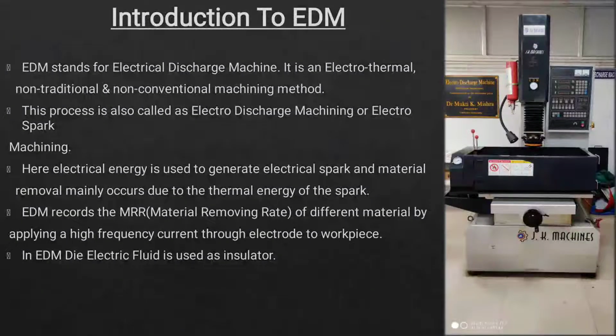Now the process is also called electro discharge machining or electro spark machining. I will explain this in the next slide. Here electrical energy is used to generate an electrical spark, and material removal mainly occurs due to the thermal energy of the spark. Now the main point of EDM is that it records the MRR, that is material removal rate, of different materials by applying a high frequency through the electrode to the workpiece. In EDM a dielectric fluid is also used as an insulator.